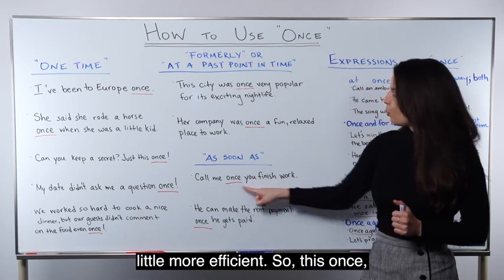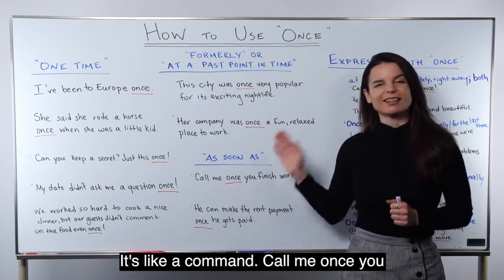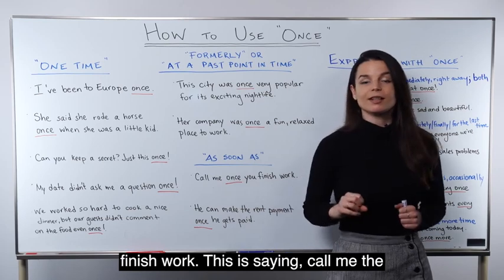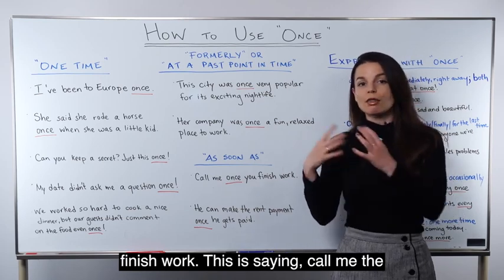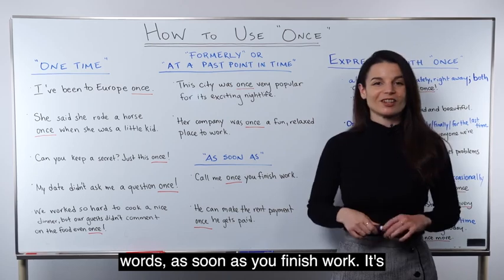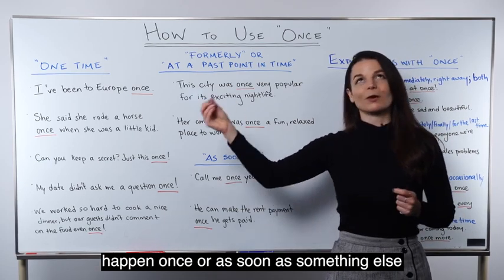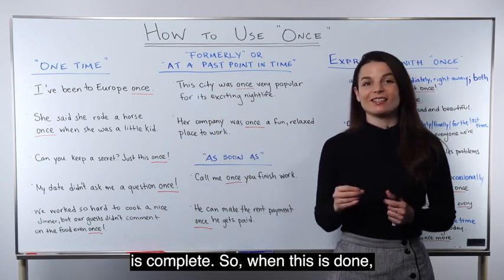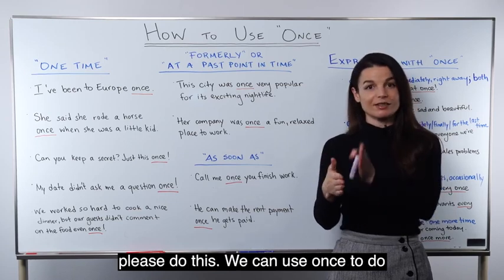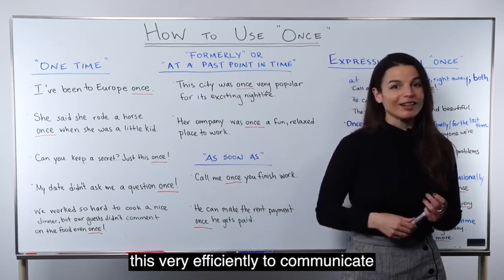So this once, you'll notice, comes after a verb expression, yeah? It's like a command. Call me once you finish work. This is saying, call me the moment you finish work, or in other words, as soon as you finish work. It's like asking for a very quick thing to happen once or as soon as something else is complete. So when this is done, please do this. We can use once to do this very efficiently to communicate this.